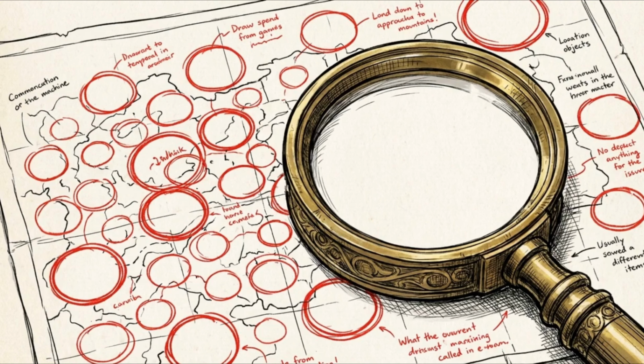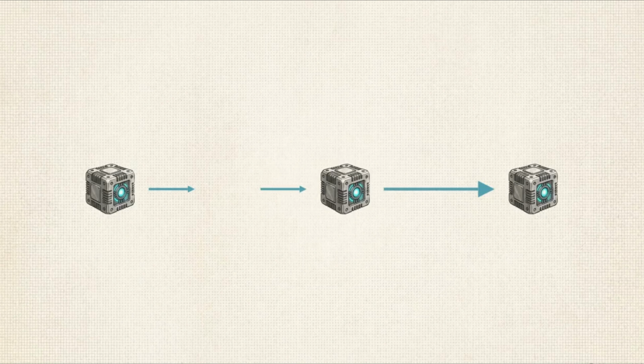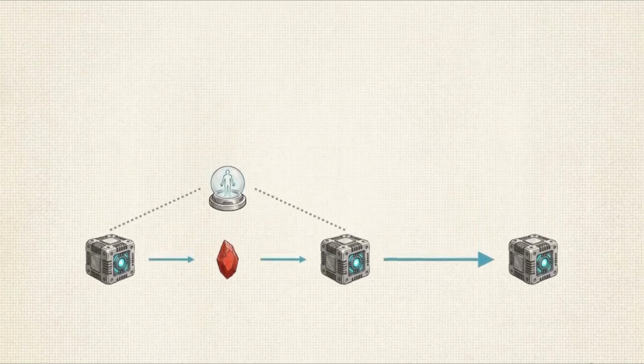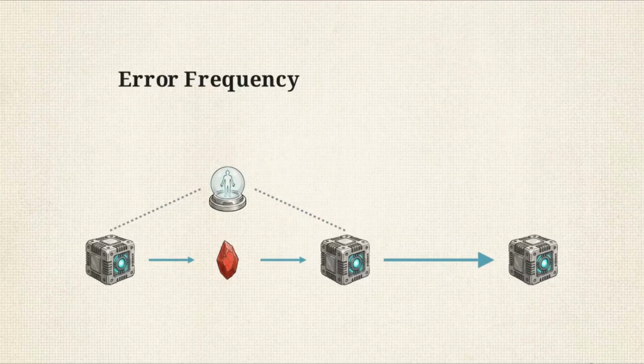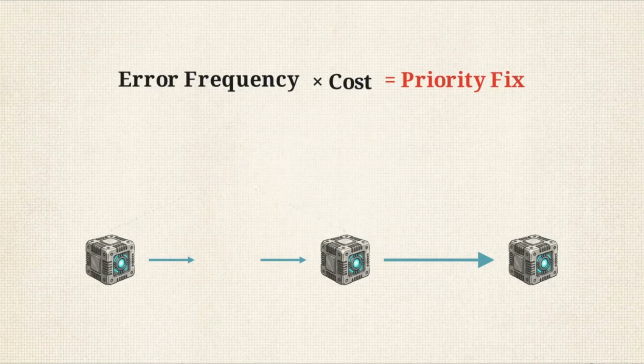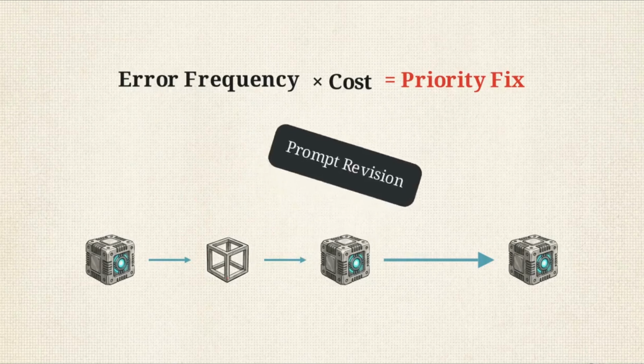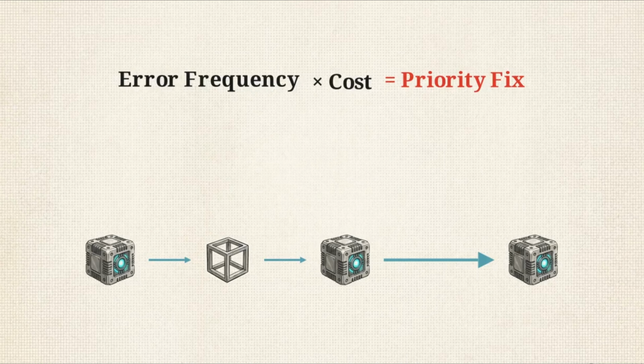So where do you start? Directive 1. Identify your orchestration gap. Map your workflows to find exactly where human intervention is currently required to manually clean up an AI's output. Directive 2. Prioritize those fixes. Calculate the frequency of the error multiplied by the cost and solve those specific failures with structural validation rather than just writing a cleverer prompt.